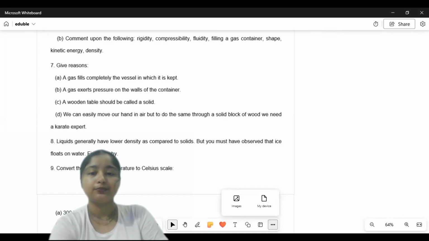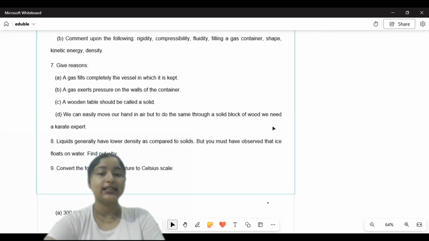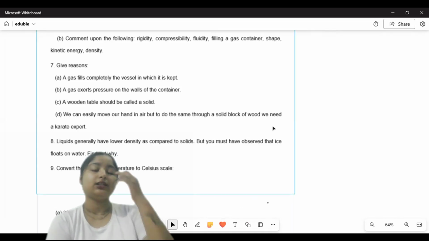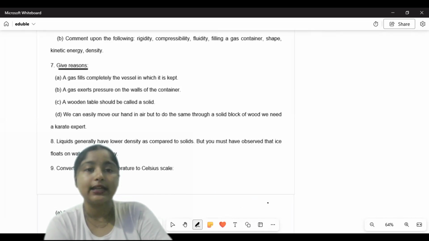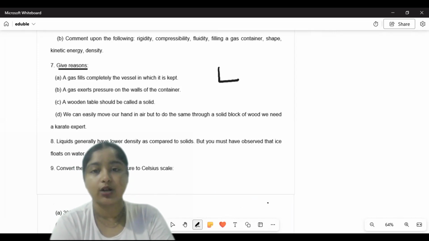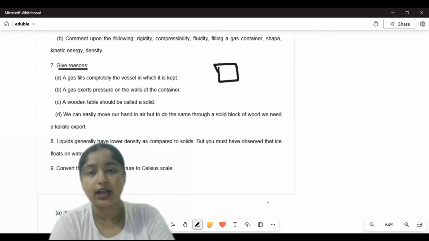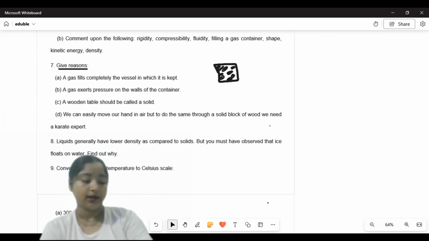So the question is, gas fills the vessel completely in which it is kept. So basically you have to give reasons for these. Why does it happen that when a gas is kept in a container, let's draw a container like this, when a gas is kept in a container like this, it fills up the whole space? Why does this happen? First of all, let's understand the reason behind it.